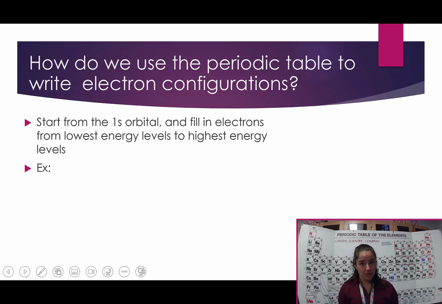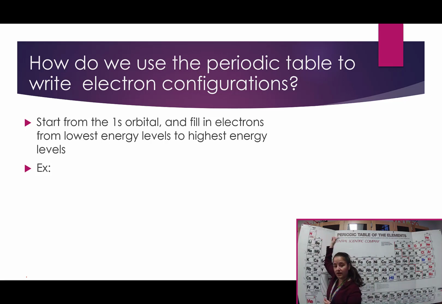We're going to start from the 1s orbital and fill in electrons from the lowest energy levels to the highest energy levels. Because we're filling them in from lowest to highest, one way you can think of it is reading left to right across the periodic table. Hydrogen only has one electron, so that one electron would be in the lowest energy level. Second lowest, third lowest spot, fourth lowest spot, and the electrons will fill in as they go.